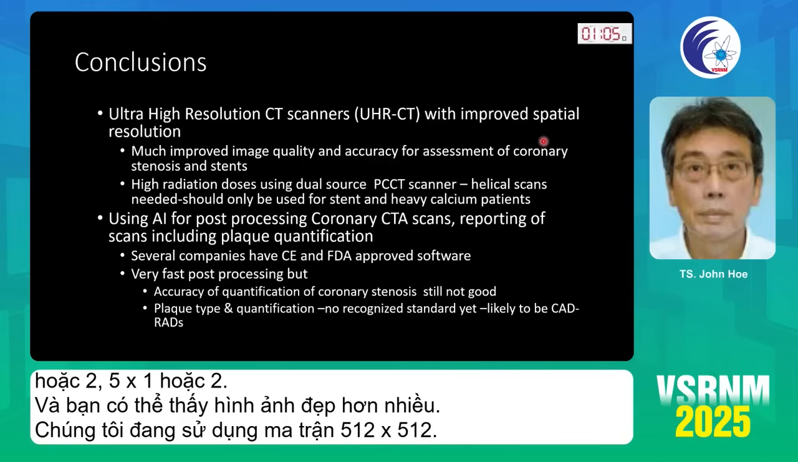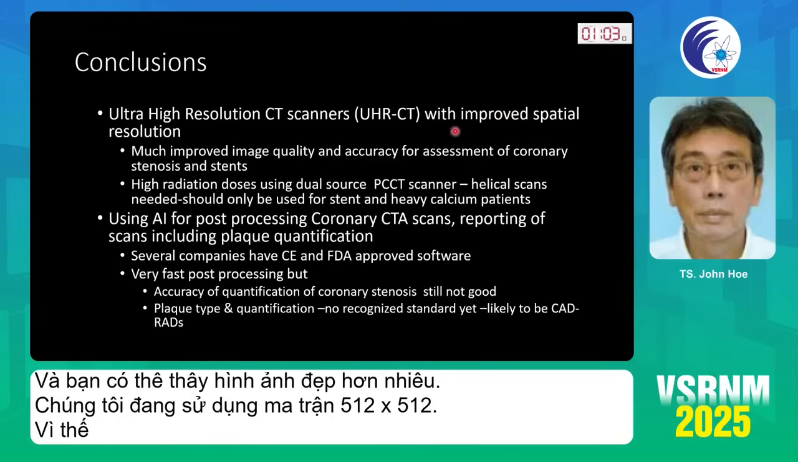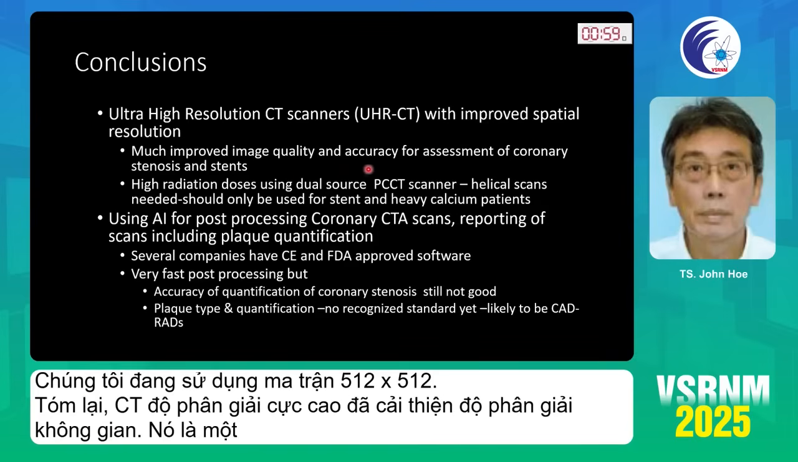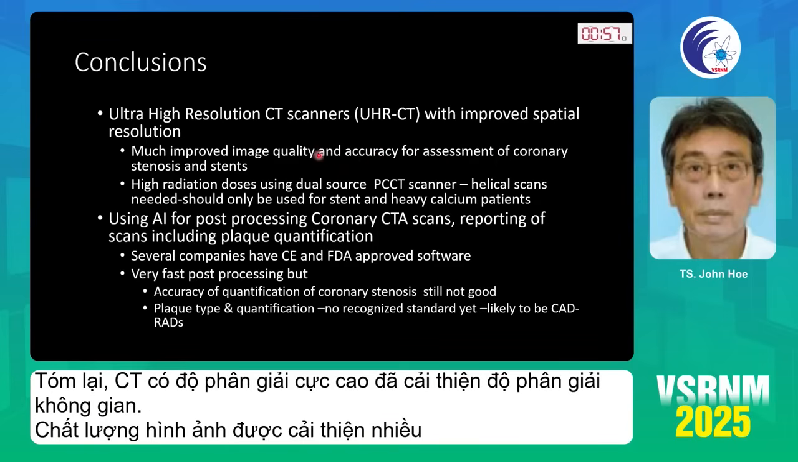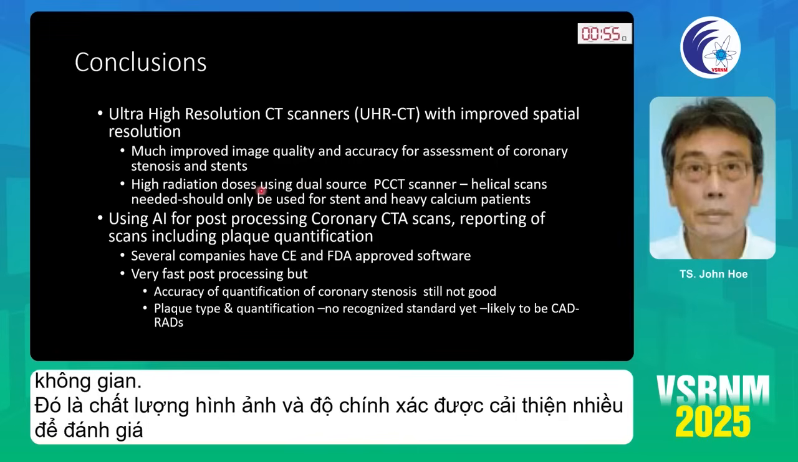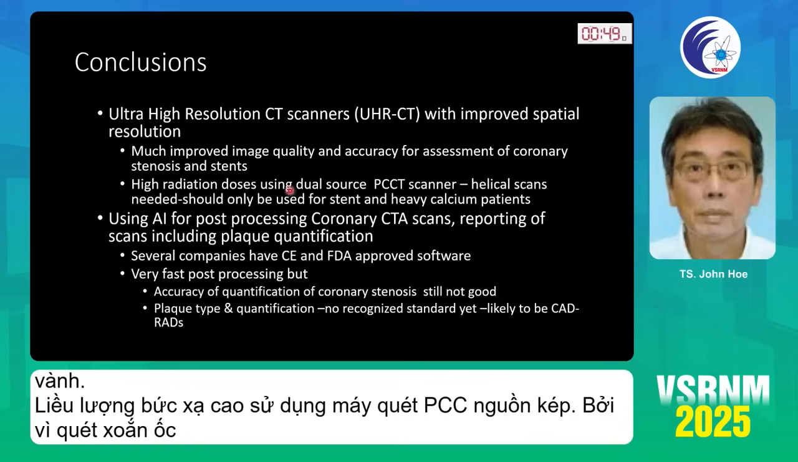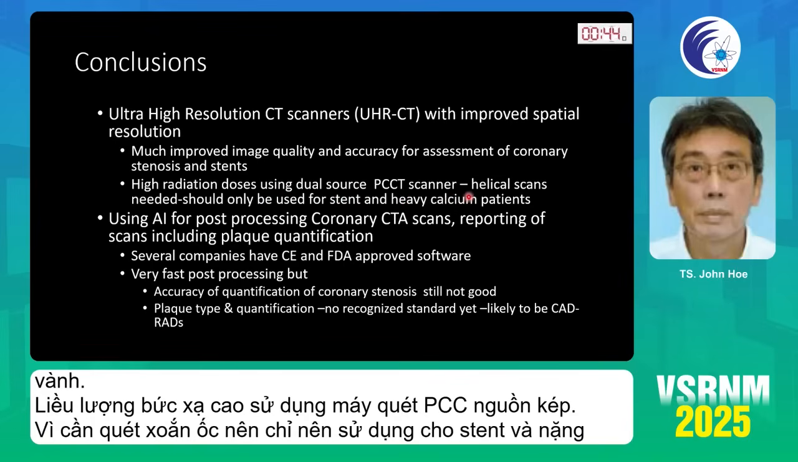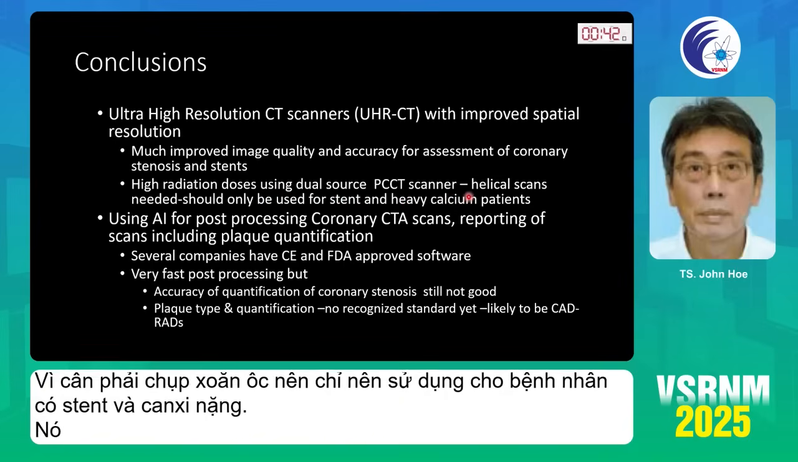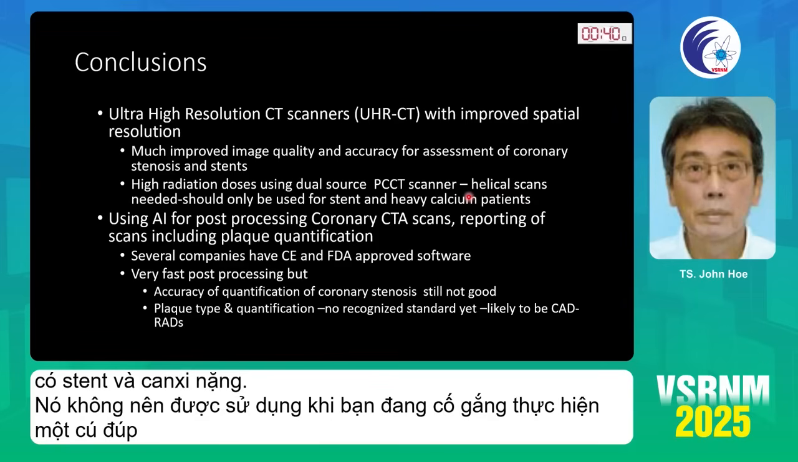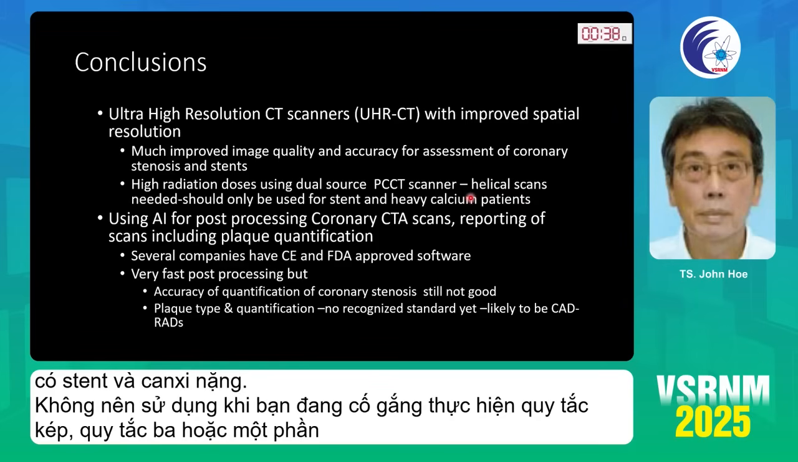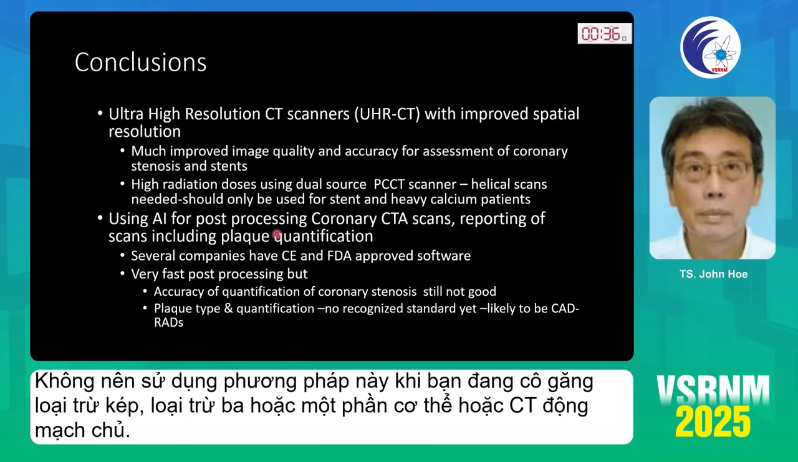So, in conclusion, ultra high resolution CT has improved spatial resolution. It has much improved image quality and accuracy for assessment of coronary stenosis and stents. The high radiation doses using dual source PC-CT scanner, because helical scans are needed, should only be used for stent and heavy calcium patients. It should not be used when you're trying to do a double rule out, triple rule out, or part of the body, or CT and aorta at the same time.